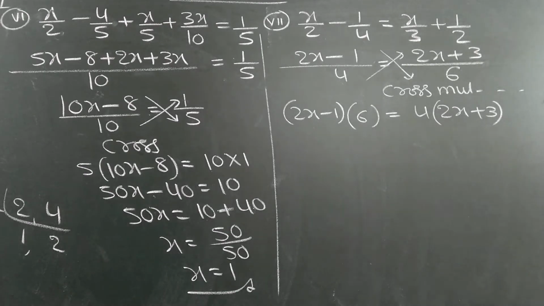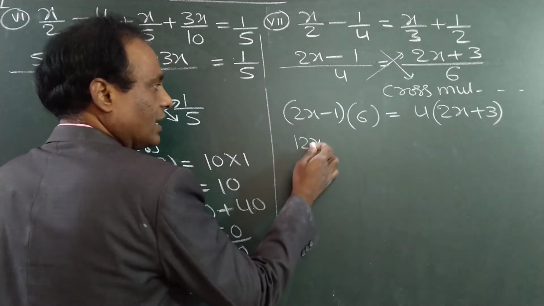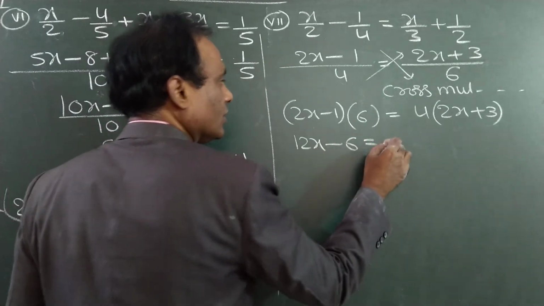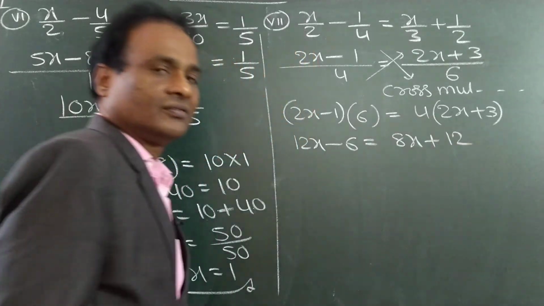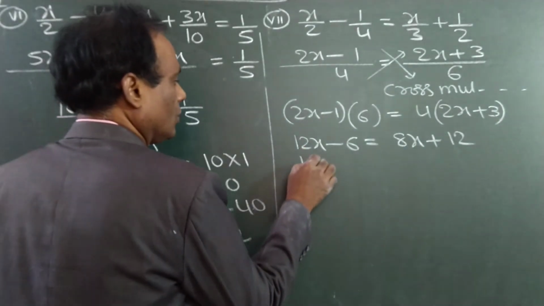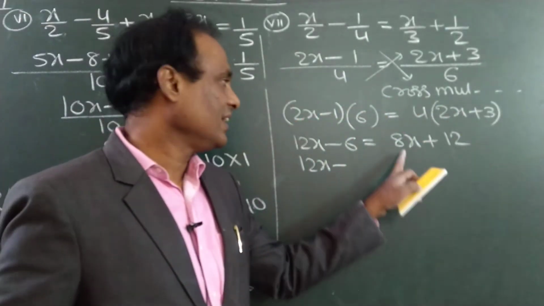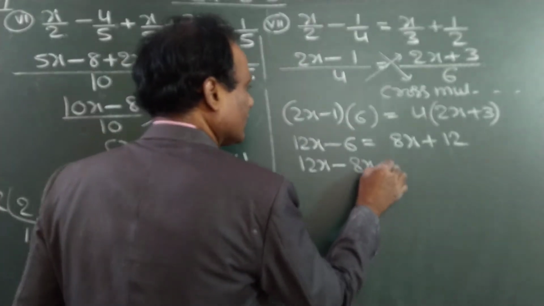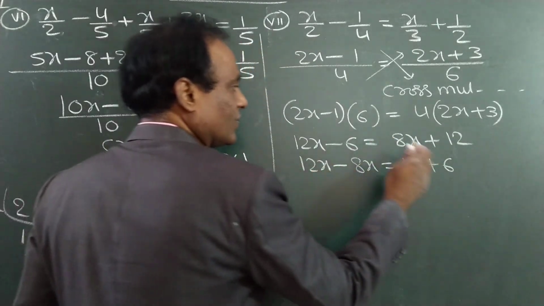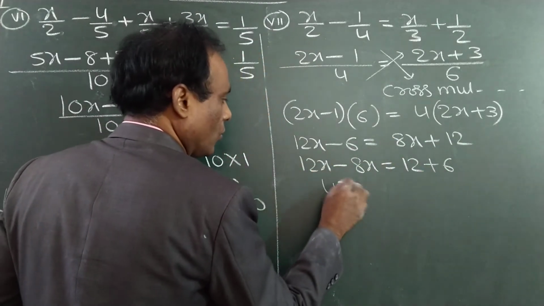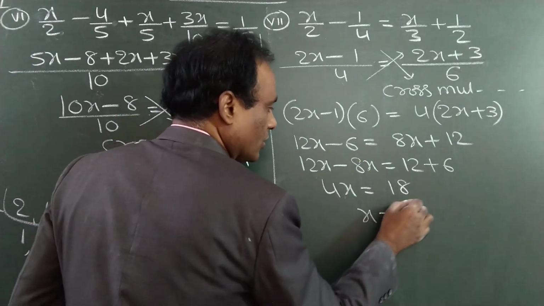Get the answer. 6 into 2, 12; 6 2s are 12. 6 into 1, 6. 4 into 2, 8. 4 into 3, 12. 12x minus, plus 8x: all x terms on one side, remaining on the other side. 8x on the left side, minus 8x. Minus 6 on that side, plus 6. 12 minus 8 is 4. 12 plus 6 is 18. x is equal to 18 by 4.